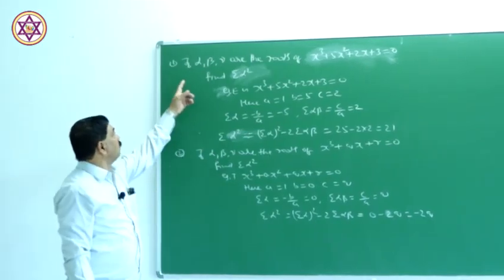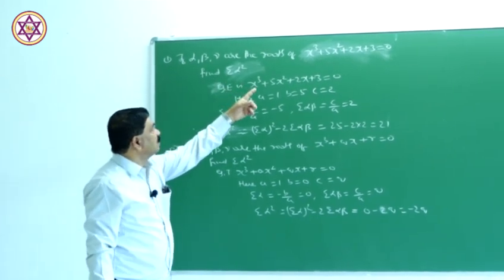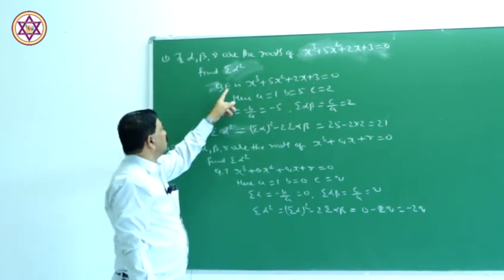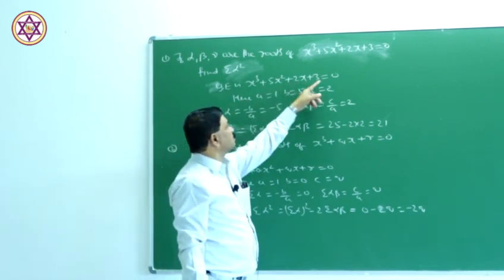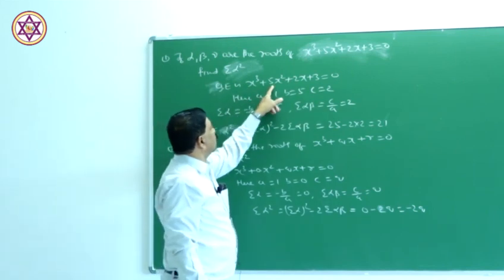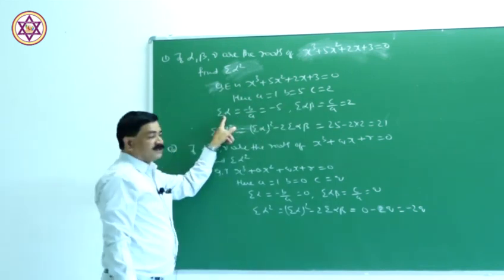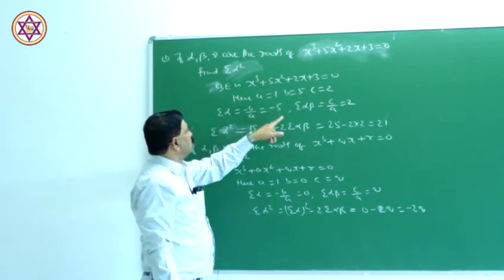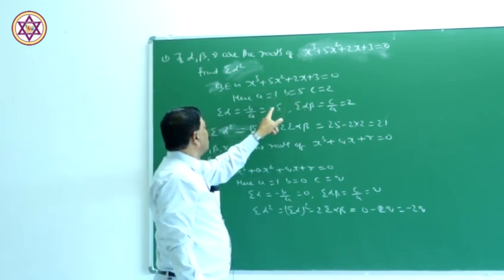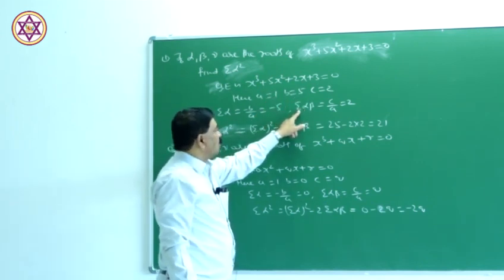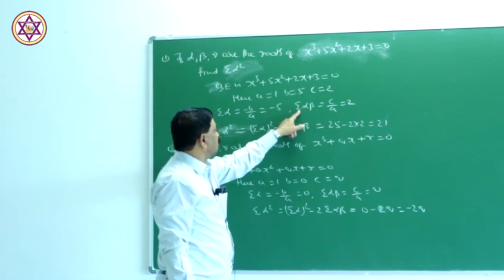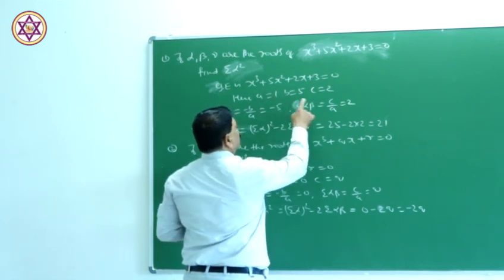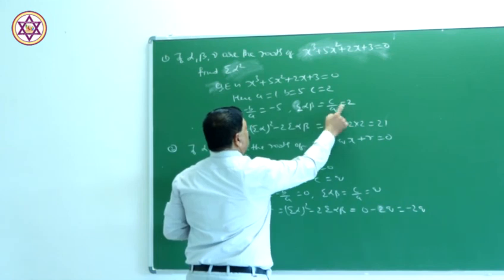If alpha, beta, gamma are the roots of x³ + 5x² + 2x + 3 is equal to 0. Given equation x³ + 5x² + 2x + 3 is 0. A is 1, B is 5, C is 2. Here sum of roots alpha plus beta plus gamma, sigma alpha is minus B by A. So B is 5, A is 1, minus 5. Here product of roots, sigma alpha beta is equal to, in this particular case, C by A, C is 2, A is 1, 2.